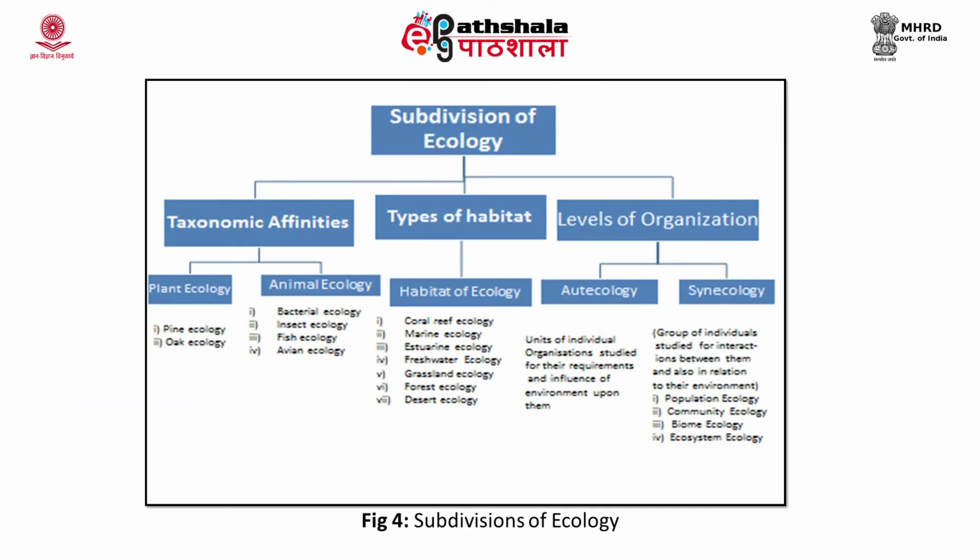Here, figure 4 shows the flow chart for the subdivisions of ecology, where ecology can be divided into 3 types: one based on taxonomic affinities, on types of habitats, and on levels of organization. According to taxonomic affinities, it can be divided into plant ecology and animal ecology. Plant ecology like pine ecology and oak ecology, animal ecology like bacterial ecology, insect ecology, fish ecology, avian ecology.